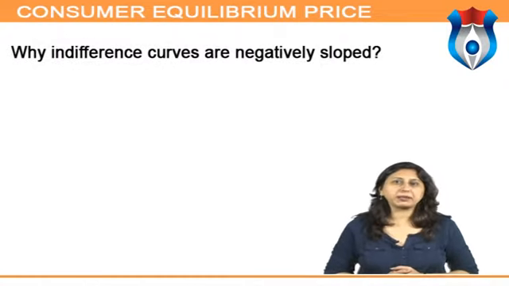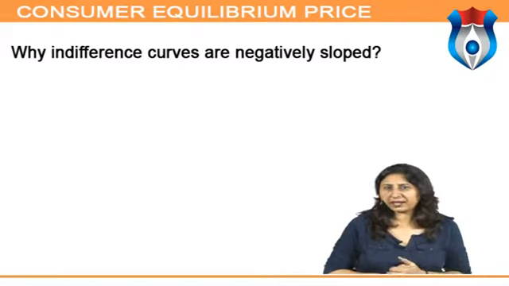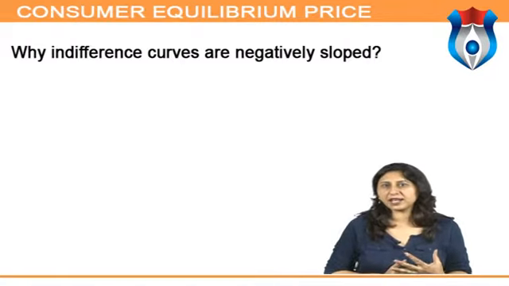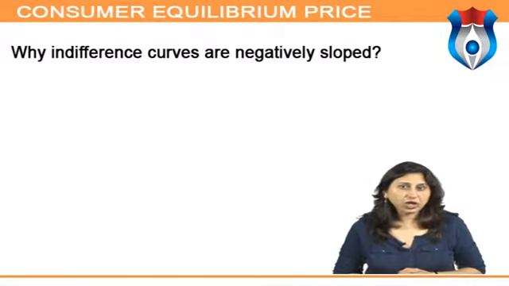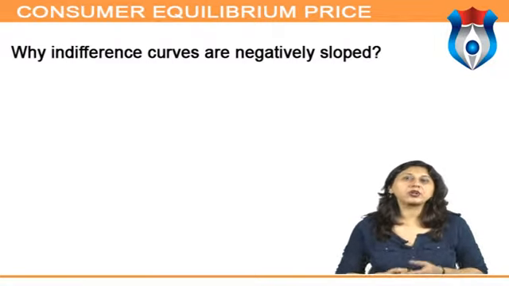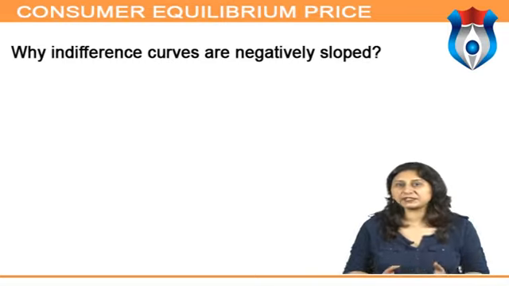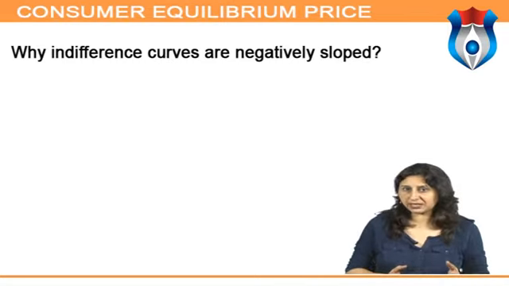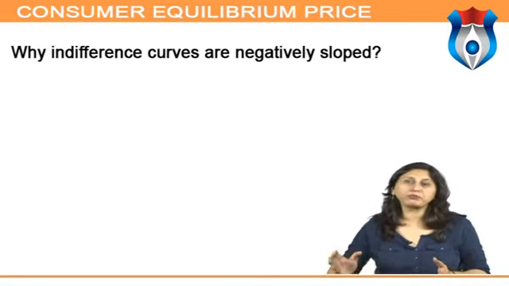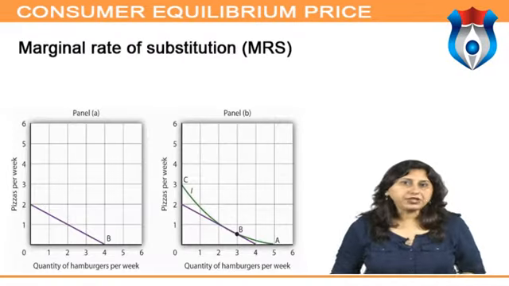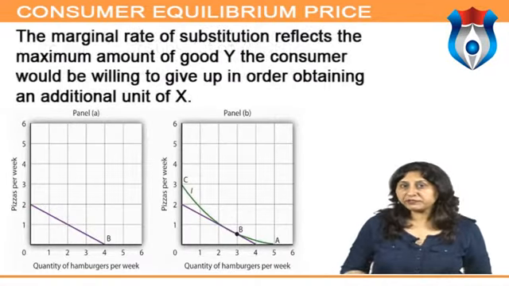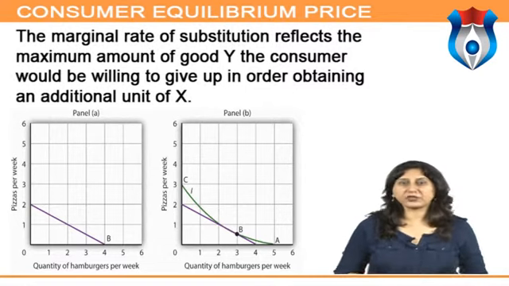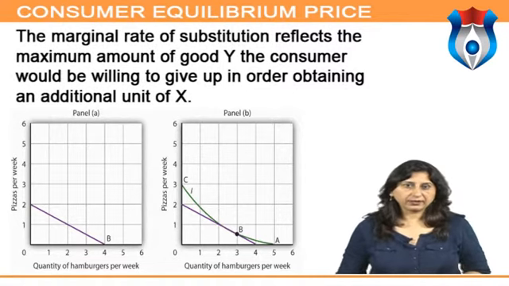After discussing the above topics, one must think about why indifference curves are negatively sloped. Indifference curves cannot be upward sloping because the consumer cannot be indifferent between two commodity bundles if one has more of both goods. Marginal rate of substitution, MRS. Now we will move further and study marginal rate of substitution, MRS.